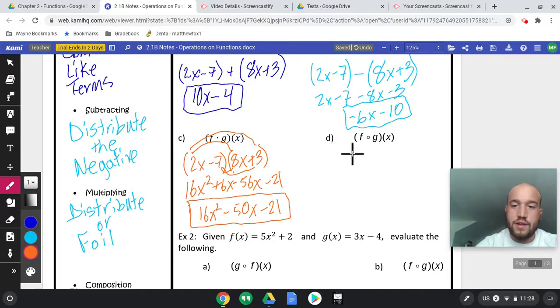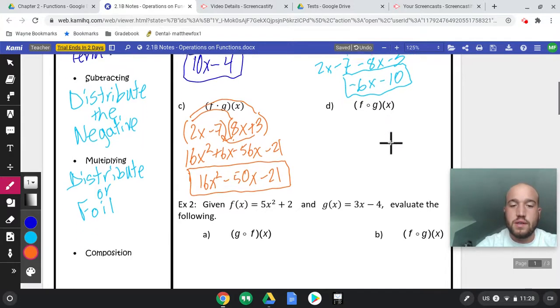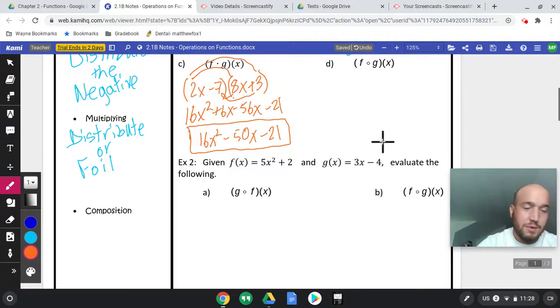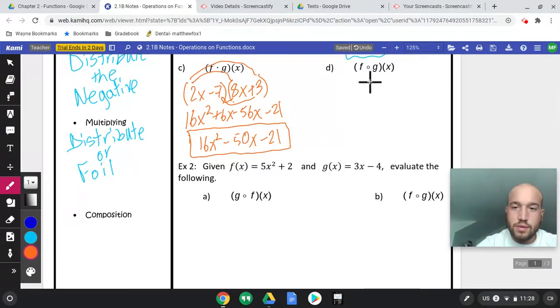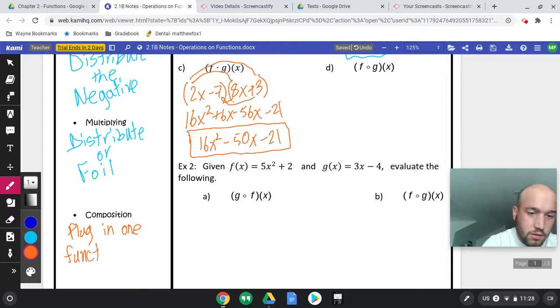So the final one now, the way we read this, it's f of g of x. What I mean by that is we plug in this g in place of the x in f. So f of g of x, we plug in one of the functions into the other. Okay, so plug in one function to another.